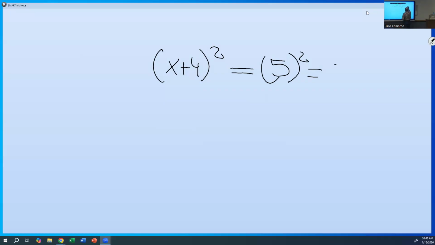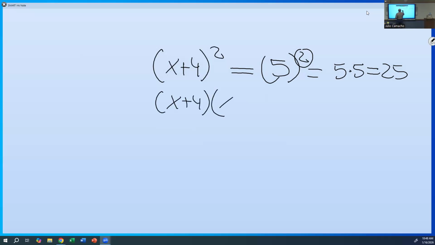Plus 5 times plus. That means the power that you have in the top is telling you how many times you have to multiply by itself what is inside of the parentheses. So to answer this question, I will have to do x plus 4 times x plus 4. And now I have to distribute, I have to FOIL them.